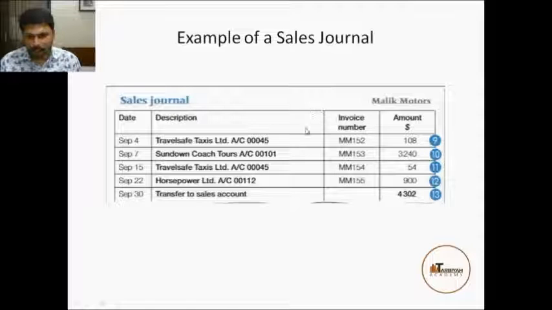Sometimes you might find an extra column here that might say discount received or discount allowed, but let's just keep things simple here. So it doesn't matter if it's a sales journal or a purchase journal, purchase returns journal or sales returns journal, all journals or day books or books of prime entry look basically the same, other than the cash book. We'll discuss the cash book sometime later.